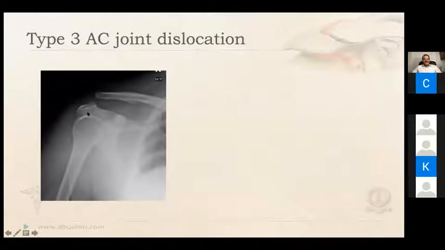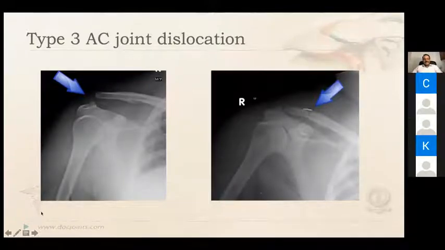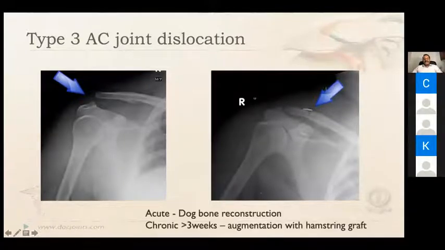It's a type 5, sorry, it's not type 3, it's type 5. And that is the treatment we do nowadays. The arthroscopic surgeons use a dog bone button to reconstruct the acromioclavicular joint. This reconstruction alone is enough if it is an acute AC joint dislocation.